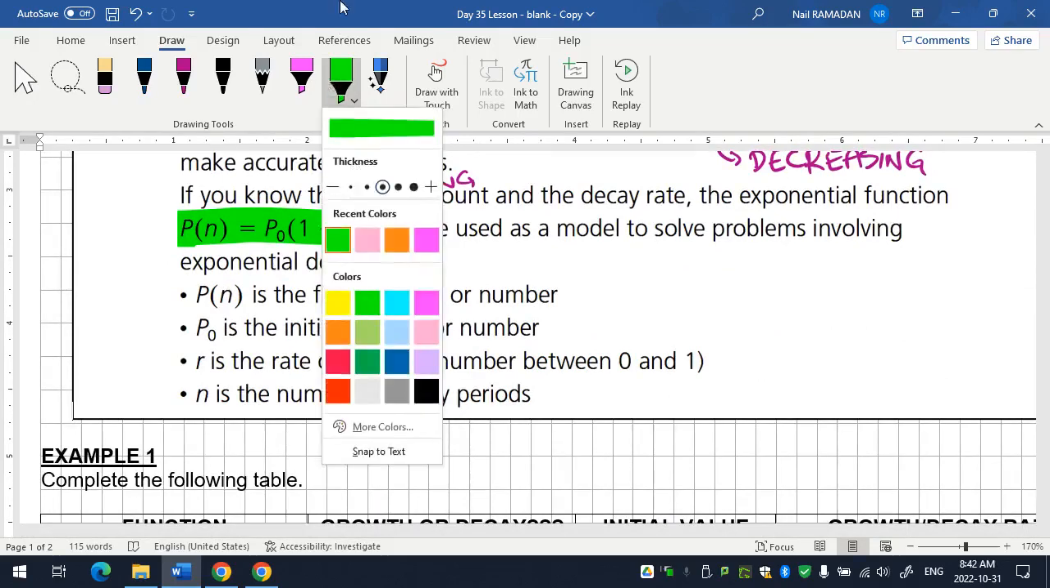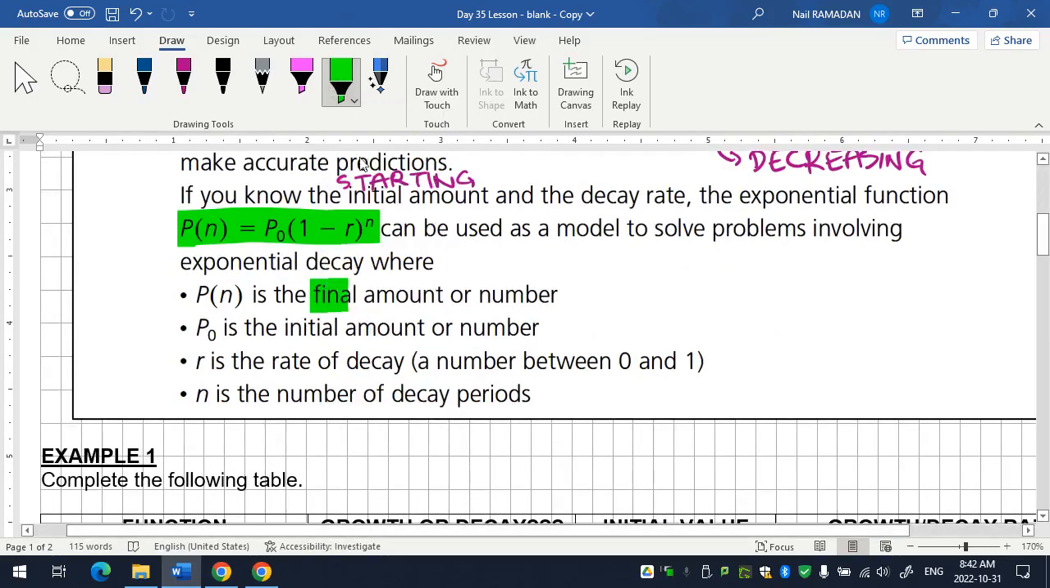Pn is the final. P0 is the initial. R is the rate of decay this time. And N is the number of decay periods. So you can really see, come on, focus with me. If you understand one, you understand the other, because they are the same except for one crucial but very simple difference, which is the minus or the plus.